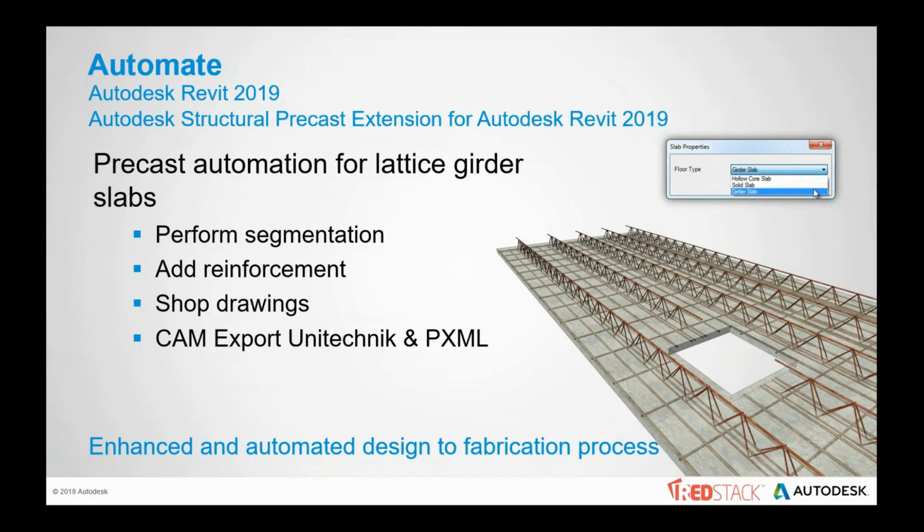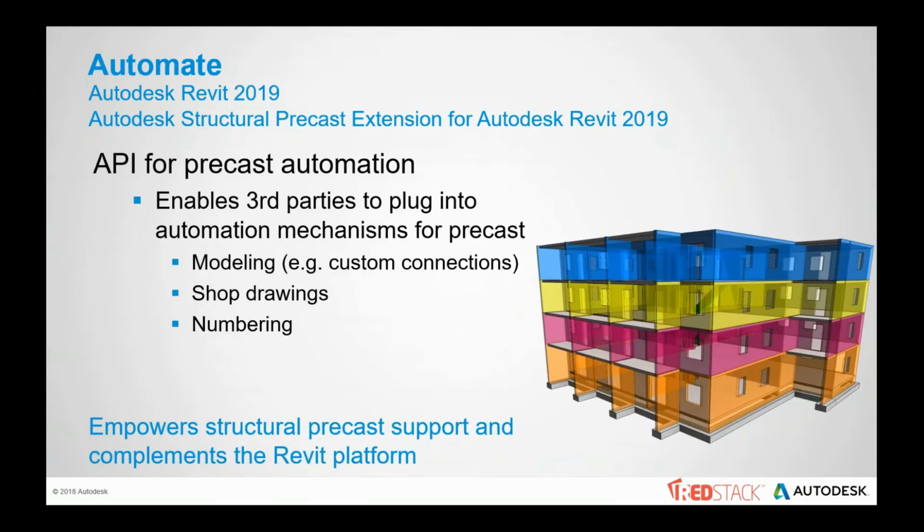Autodesk acquired a company called IDAT, which had a precast plugin, and I think that technology has now been put in Revit 2019. So you can use the app to perform segmentation into girder slabs and add reinforcement based on predefined rules to automate the process of modelling precast girder slab assemblies. You can use this feature in conjunction with the shop drawings and CAM export features for more seamless coordination from design to fabrication. This is going to enhance and automate design to fabrication processes.